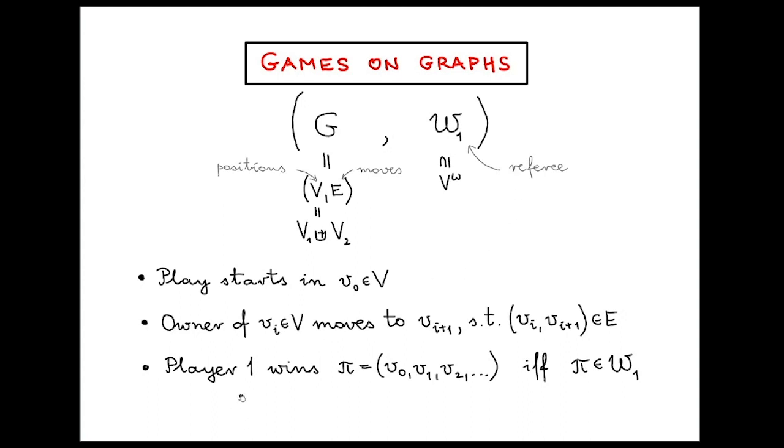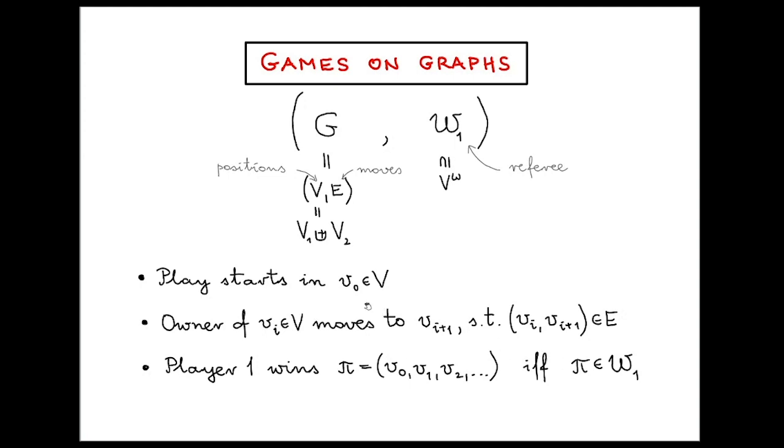Indeed, we will say that player 1 wins an infinite path in our graph G if and only if that infinite path is a member of set W1. Otherwise, it will be player 2 who is the winner of such a path. And now, how do players form such a path?